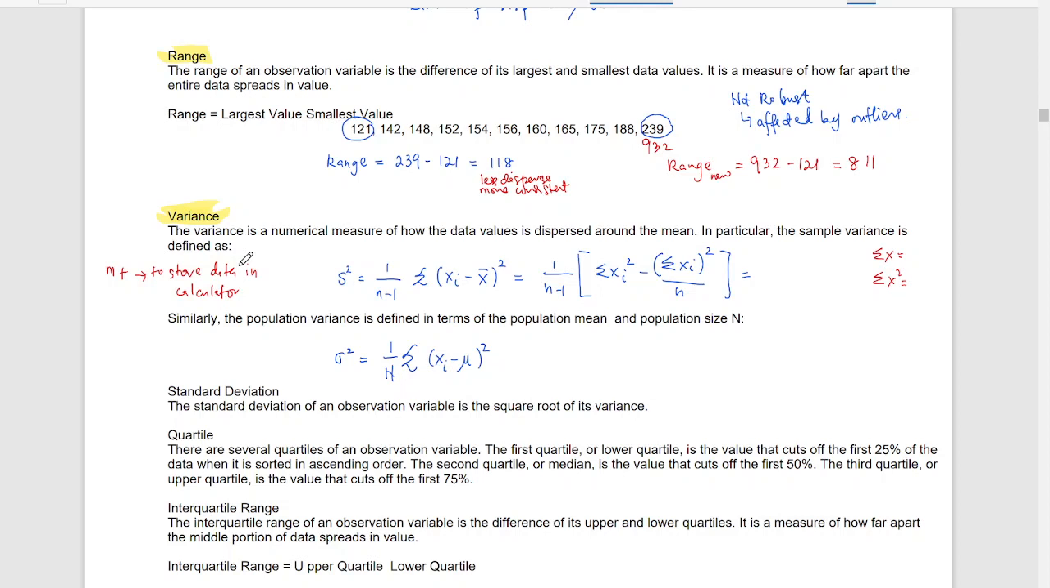Okay, so let's just enter these values. I have 121, so 121 M plus, and then 142 M plus, and then 148 M plus, 152, 154, and then 156, 160, 165, 175, 188, and finally you have 239. Okay, you have n equal to 11.